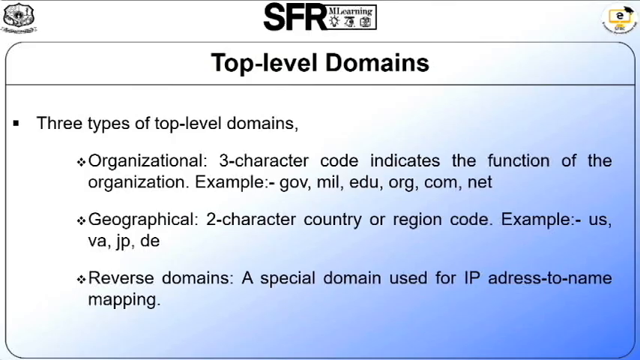Next, geographical. The 2-character country code or region code. Example, US, VA, JP, DE, which represent the country regions. Reverse domains. A special domain used for IP address to name mapping.